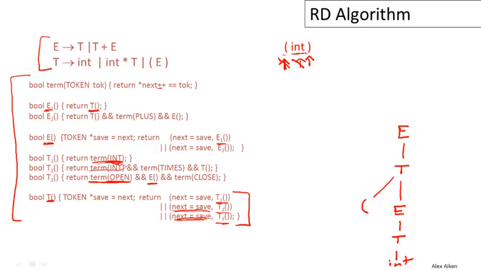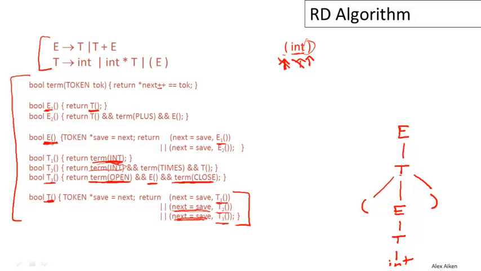And now we return through all these levels of calls. T1 succeeds, which means that T succeeds, which means that E succeeds. And now we're back here in the production for T3, and we're going to ask, well, is the next thing that we see in the input a closed paren? And indeed, it is. And so a closed paren will be recorded. And now T3 will succeed, which means that T succeeds.